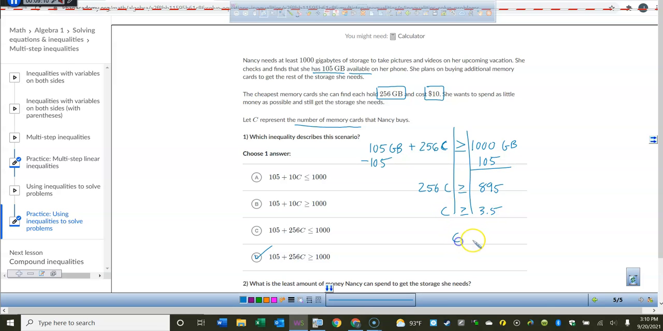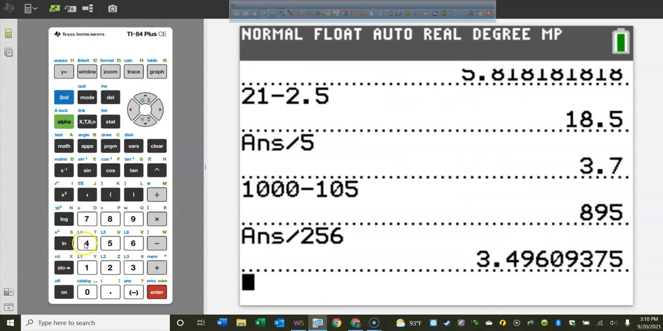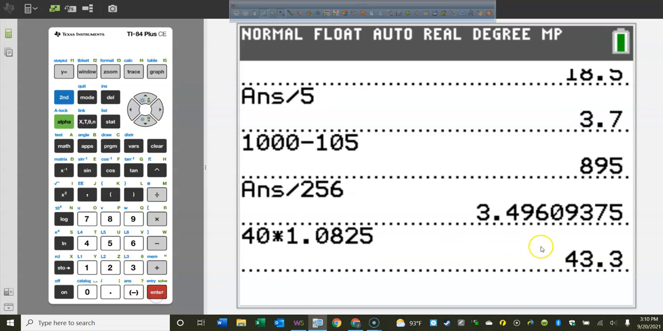You can't go to the store and get 3.5 memory cards, but you can get 4 memory cards. So she needs 4 memory cards, and they each cost $10. That means she's got to go to the store with $40 to spend. Technically, she needs to figure in tax. In the state of Texas, she'd have to do 40 times 1.0825, and she'd actually have to bring $43.30, but they don't ask about tax. So maybe they're living in Oregon instead.